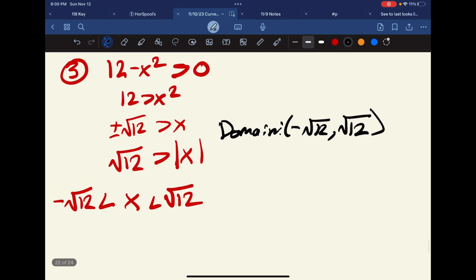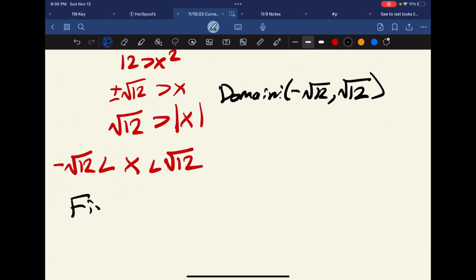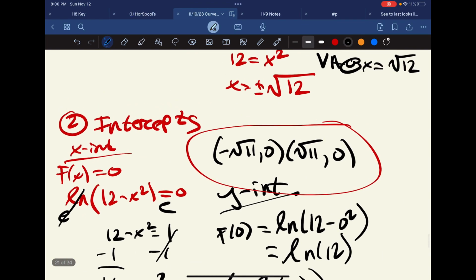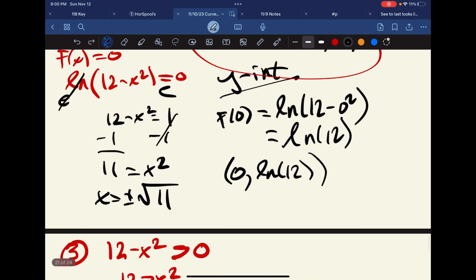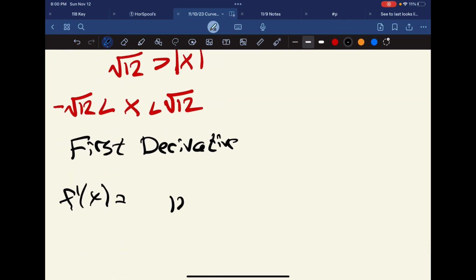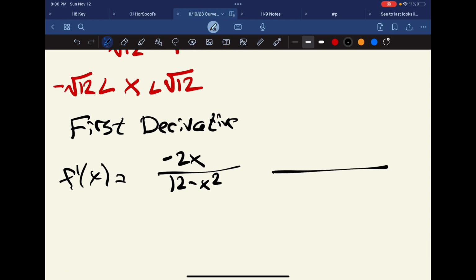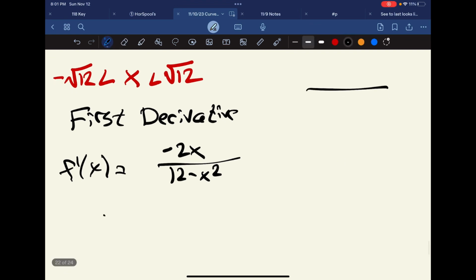All right, great. So now we've got to think about the first derivative. So when we take our first derivative, we are deriving ln of 12 minus x squared. So that's going to be 12 minus x squared in the denominator and negative 2x in the numerator. So if we go ahead and make a sign chart with that, we're going to get the critical values for our sign chart by, first of all, setting the numerator equal to 0. And that happens at x equals 0.